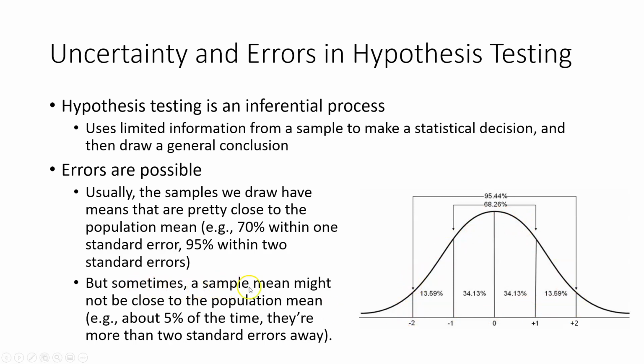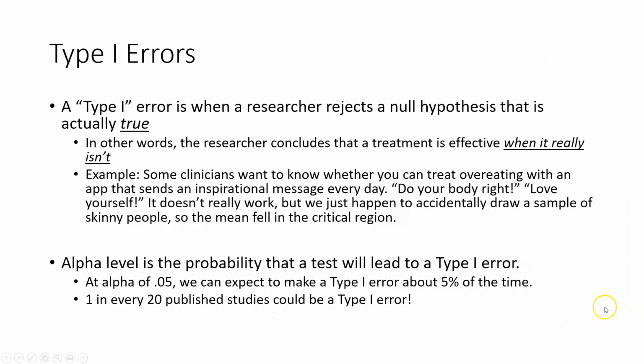But sometimes a sample mean might not be close to the population mean. About 5% of the time, they're more than 2 standard errors away. And so if we find one out here in the tail, and we say, we think the treatment actually worked, it made scores lower or it made scores higher, we might be making the wrong decision. These type 1 errors are when a researcher rejects a null hypothesis that is actually true. So in other words, the researcher concludes that a treatment is effective when really it isn't.